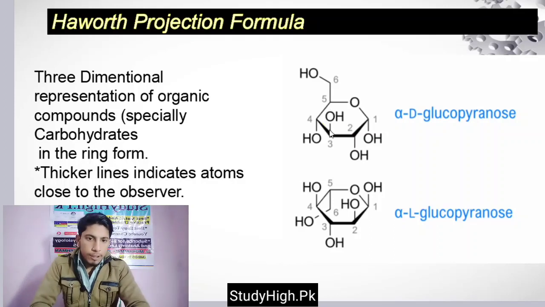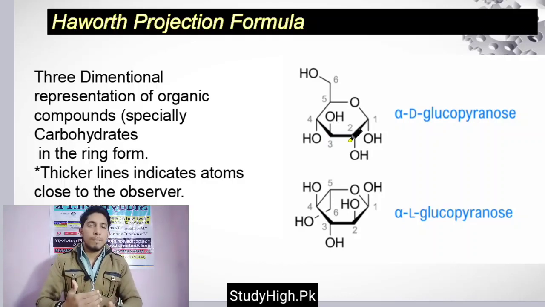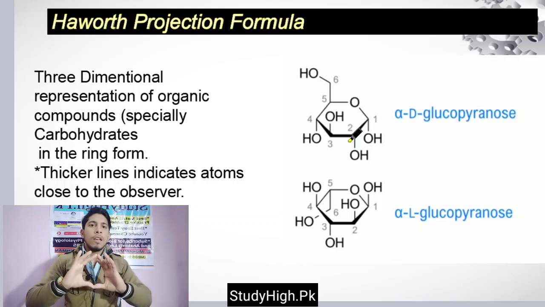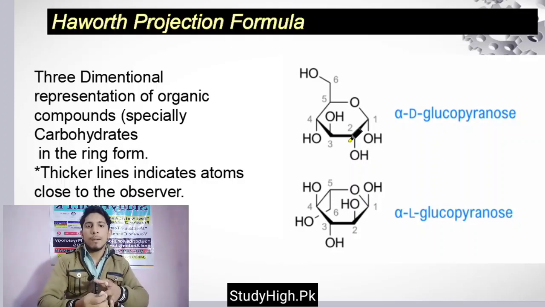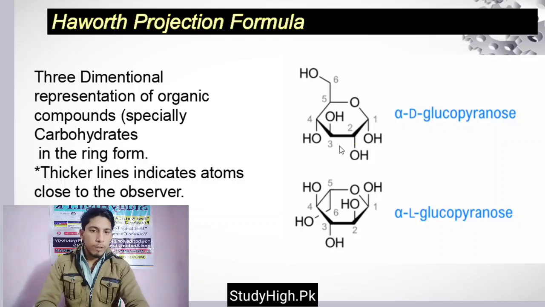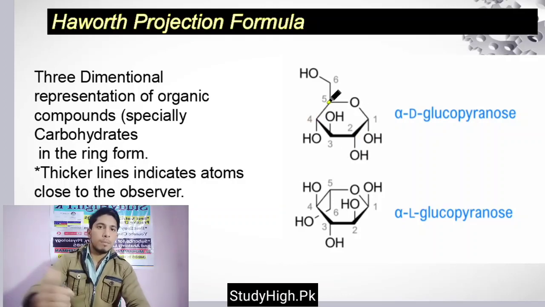The thicker lines, as you can see, represent that it is close to the observer, as if we are seeing it, it is close to me. In an organic compound, what is close to me is represented by thicker lines, and what is away from me by thin lines. So these thicker lines being close to the observer means that carbon number 3, carbon number 2, and carbon number 1 are close to the observer, whereas carbon number 4 and carbon number 5 are away from the observer.